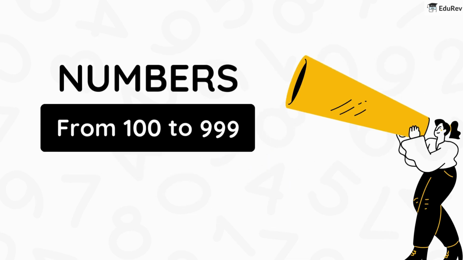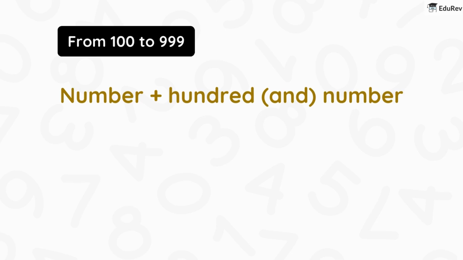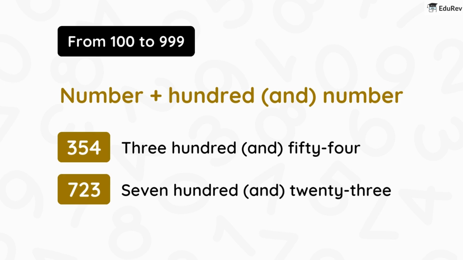For numbers from 100 to 999, when we write these numbers, we use the format number plus 100 and number. For example, 354 is written as 354 and 723 is written as 723. This helps us read and understand the numbers better.